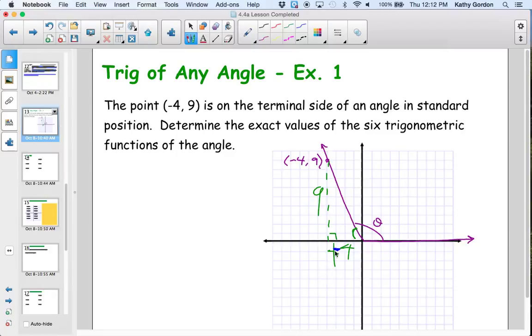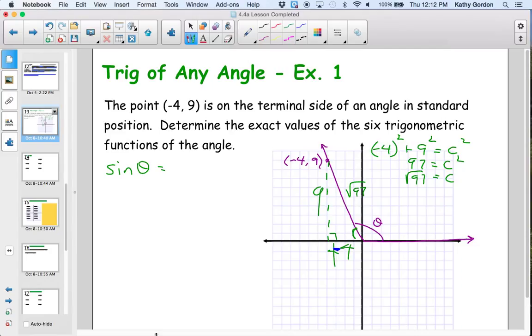Pythagorean. So Pythagorean would be -4 squared plus 9 squared would have to equal c squared. 97 equals c squared, so c is going to have to be root 97. Okay, now I have everything that I need to be able to set up the trig functions. So, what's the sine of theta going to be?